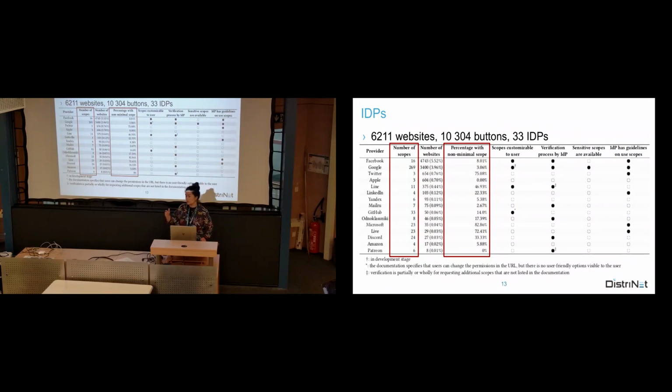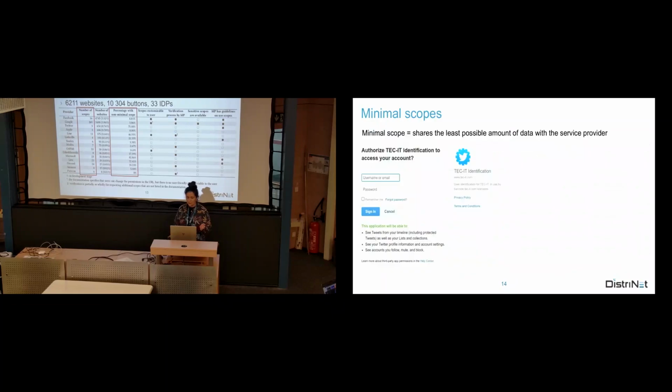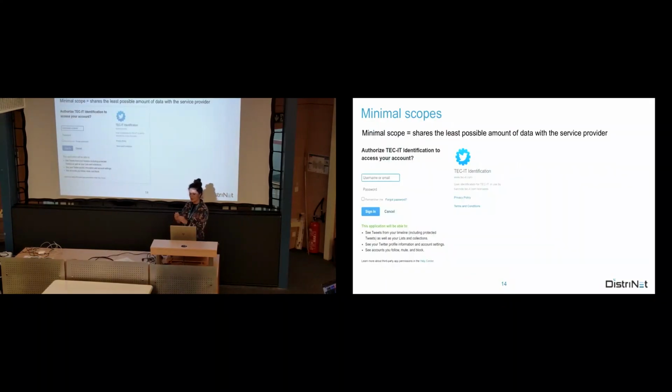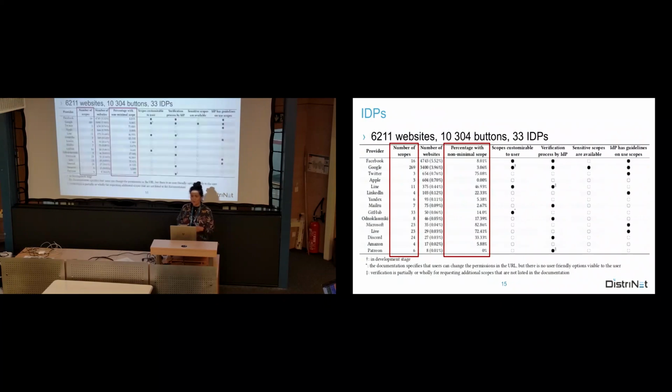When we look at Twitter, there are only 3 different scopes made available. However, all of them include quite a lot of information. So we defined the minimal scope as the one that shares the least possible amount of data with the IDP. And for Twitter, this is the most minimal one, and we see that it already contains a lot of data, such as the tweets, the profile information, settings, and accounts followed, muted, and blocked by the user. So this actually gives no incentive to developers to limit themselves to the most minimal scope, and this might be the reason why 75% of websites using Twitter request a non-minimal scope.